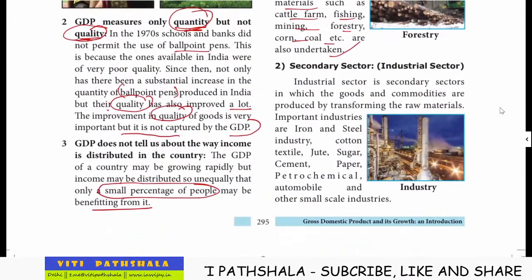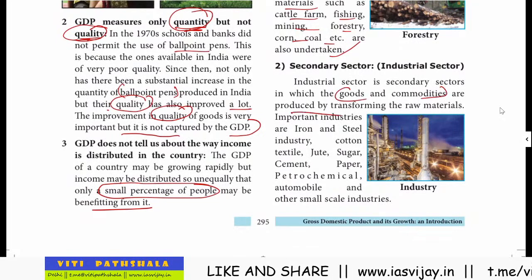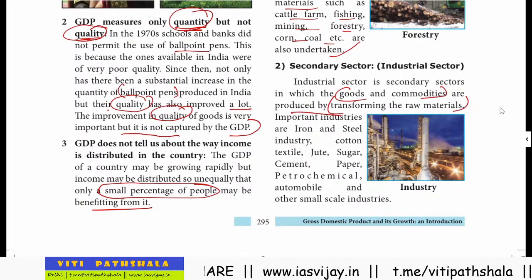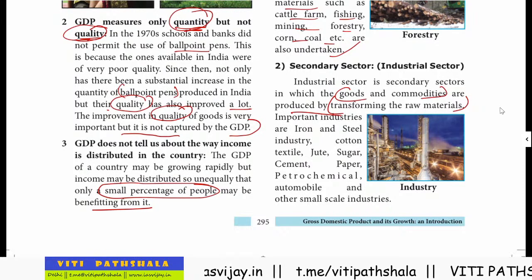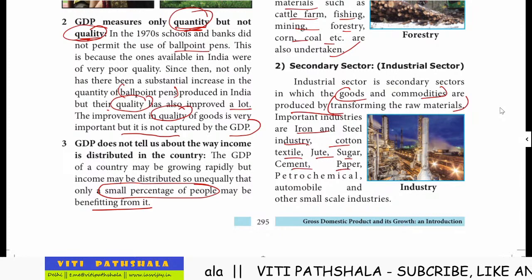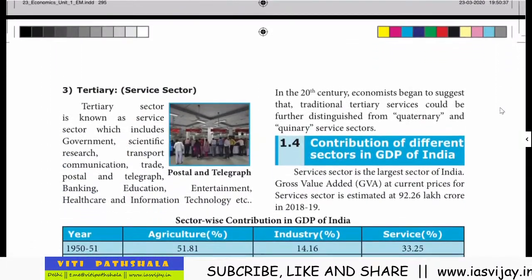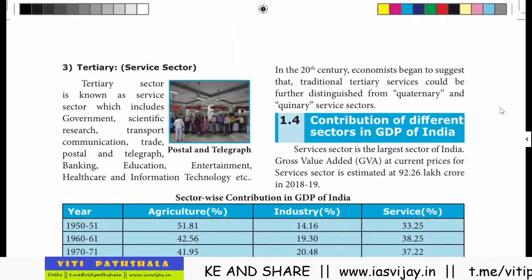The secondary sector is the industrial sector, in which goods and commodities are produced by transforming raw material. Important industries are iron and steel, cotton textile, jute, sugar, cement, paper, petrochemical, automobile, and other small scale industries. Then comes the tertiary or service sector.